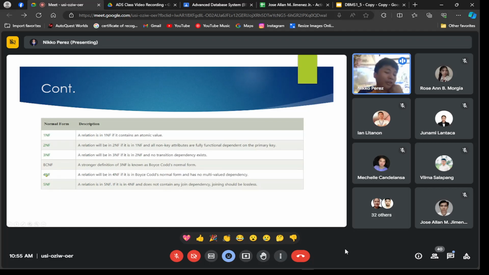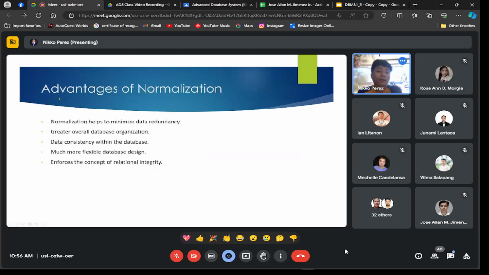Actually, fourth normal form and fifth normal form are for some technical problems in the design of the table, maybe due to its complexity. Yet, for the type of information system we're handling for records, most of the time, third normal form and Boyce-Codd normal form are enough. So, that's it. So, what are the advantages of normalization?